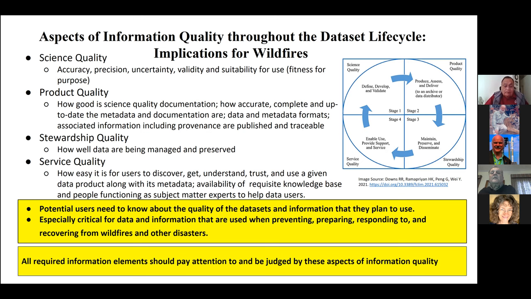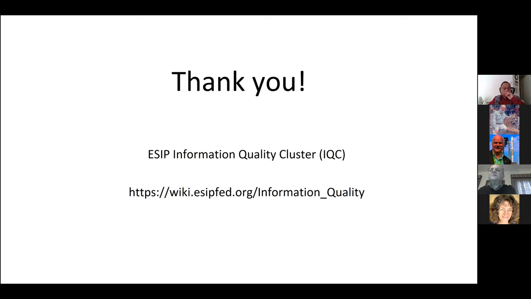So for us, the potential users really need to know about the quality of the data sets and information that they plan to use. And it's especially critical for the data and information used when preventing, preparing, responding to, and recovering from wildfires and other disasters. So the bottom line is all required information elements should pay attention to and be judged by these aspects of information quality. Thank you very much for your attention.